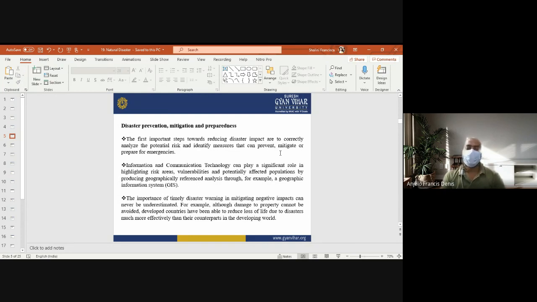The importance of timely disaster warning and mitigation in reducing negative impacts can never be underestimated. For example, although damage to property cannot be avoided in the occurrence of any kind of disaster, developed countries have been able to reduce loss of life due to disaster much more effectively than their counterparts in the developing world. As I have given the example that by using Google Maps, we can see the location of any place.